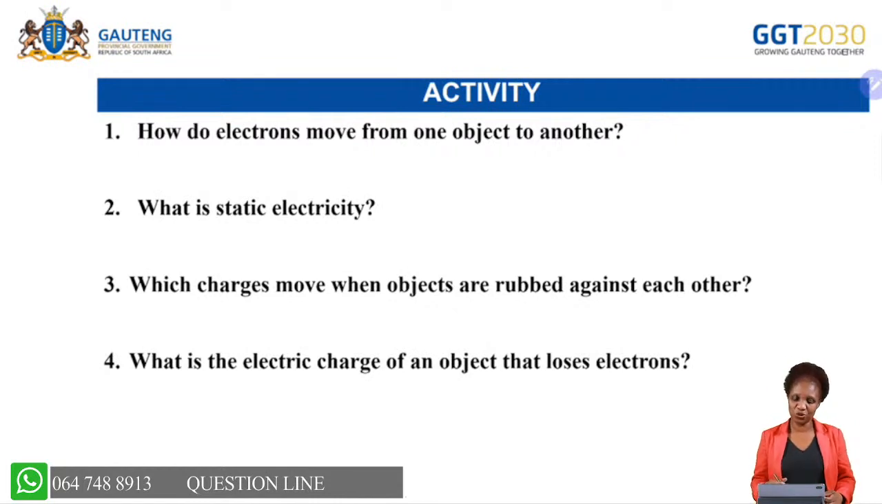Yes, it does. Good. And then, what is the electric charge of an object that loses electrons? Remember, the glass rod is going to lose electrons and the silk cloth is going to gain electrons, so the silk cloth is going to have more electrons. Therefore, it will be negatively charged. And the glass rod loses electrons when we are rubbing against a silk cloth. Therefore, it will be positively charged because it has lost electrons. Is that clear? Good.